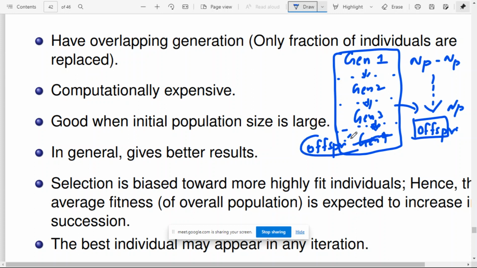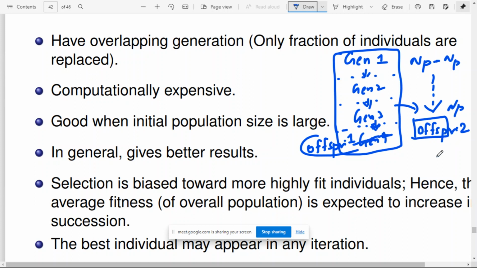Let us call this offspring 1. Now assume that again we identify the best individual, but still the solution is not converged. Again we identify another set of NP individuals with a good fitness score, identify their mating pairs and create new offspring. Let us assume this is offspring 2.